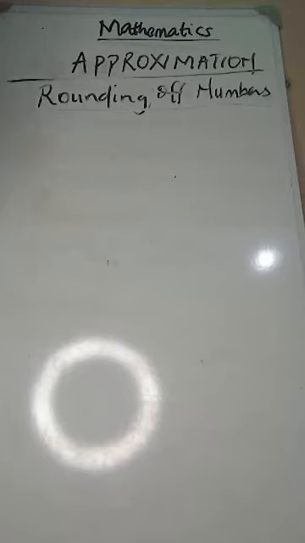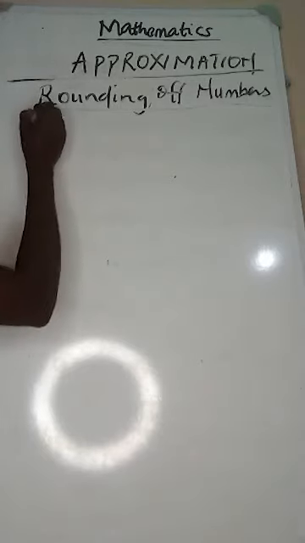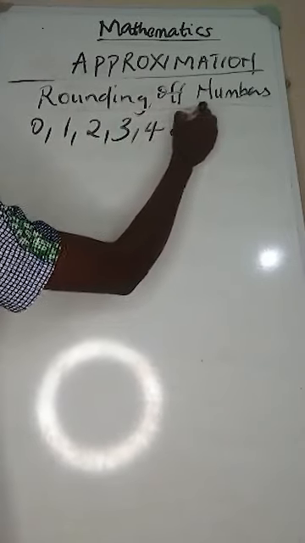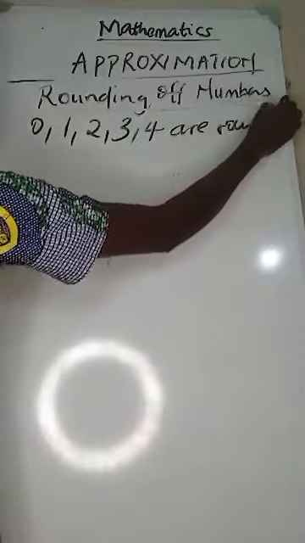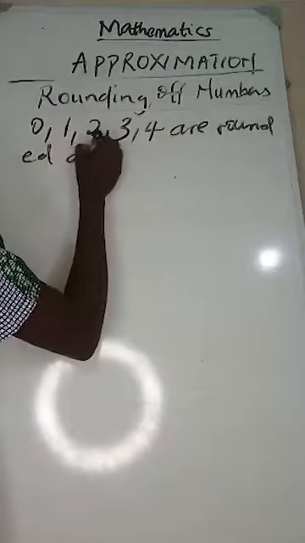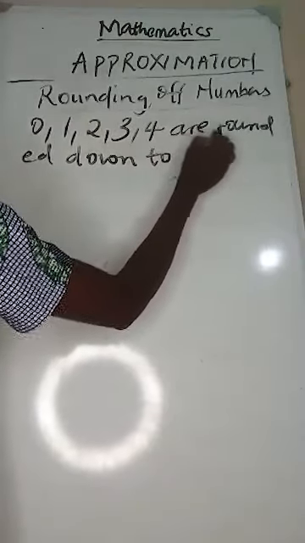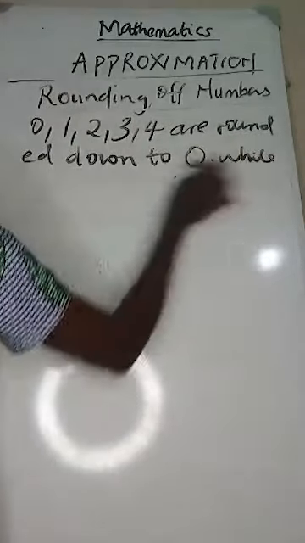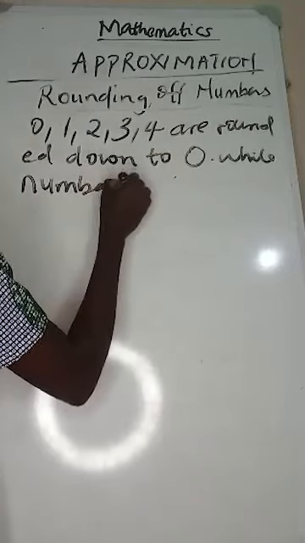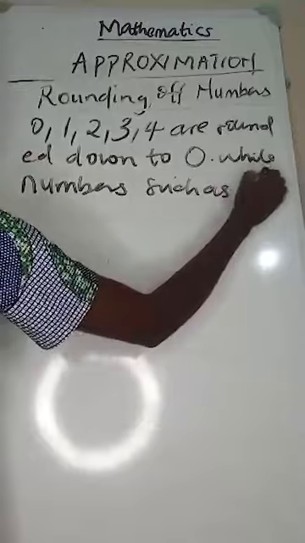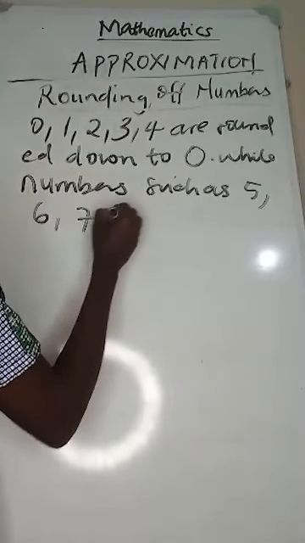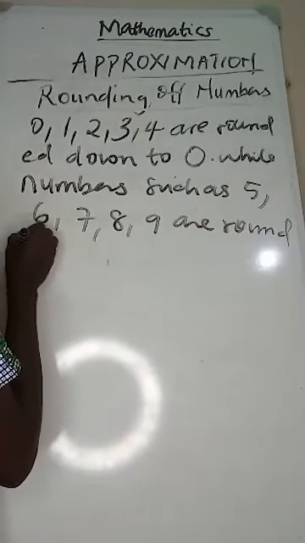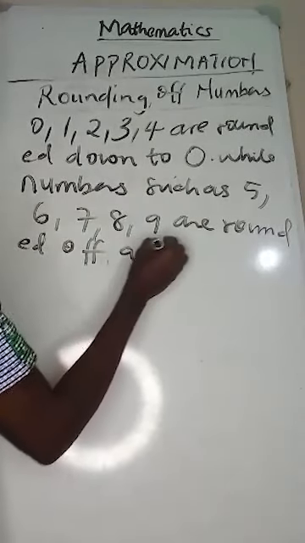To round off numbers, digits such as 0, 1, 2, 3, 4 are rounded down to 0, while digits such as 5, 6, 7, 8, 9 are rounded up to 1.